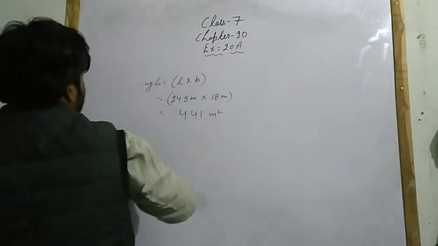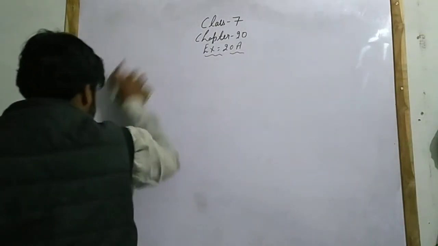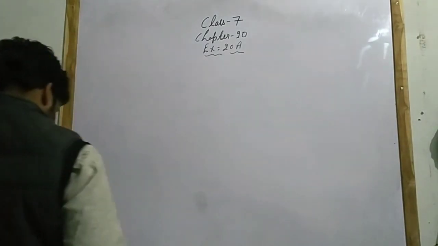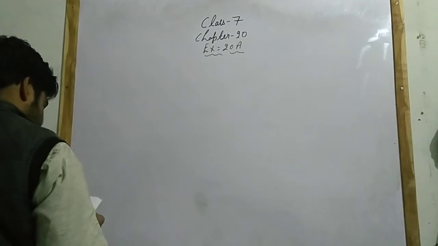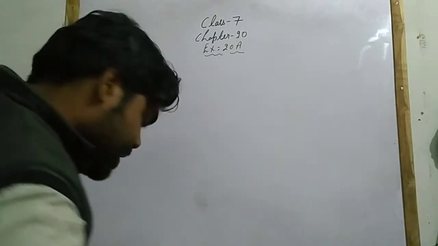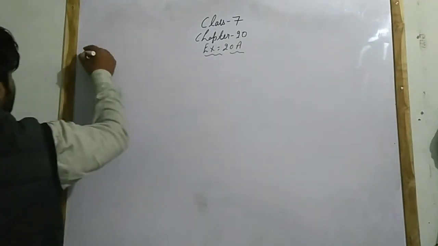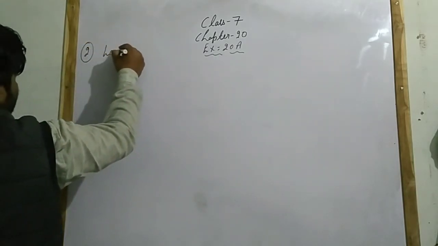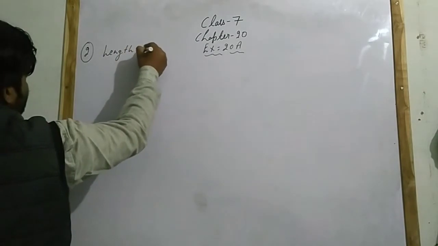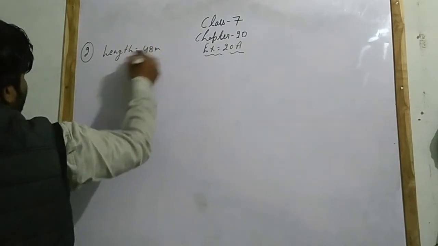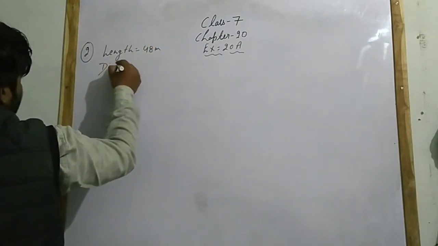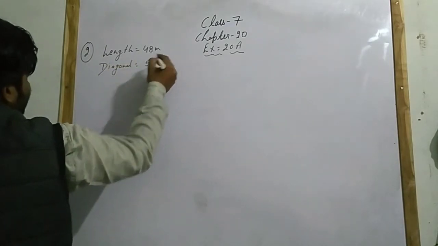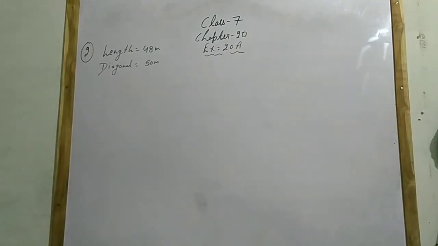Now let's come to question number second. In question number second it is given here one side is 48 meter and the second is your diagonal, 50 meter, right? In question number second, suppose length equals 48 meter and diagonal equals 50 meter. It is given here. Now we will recall.